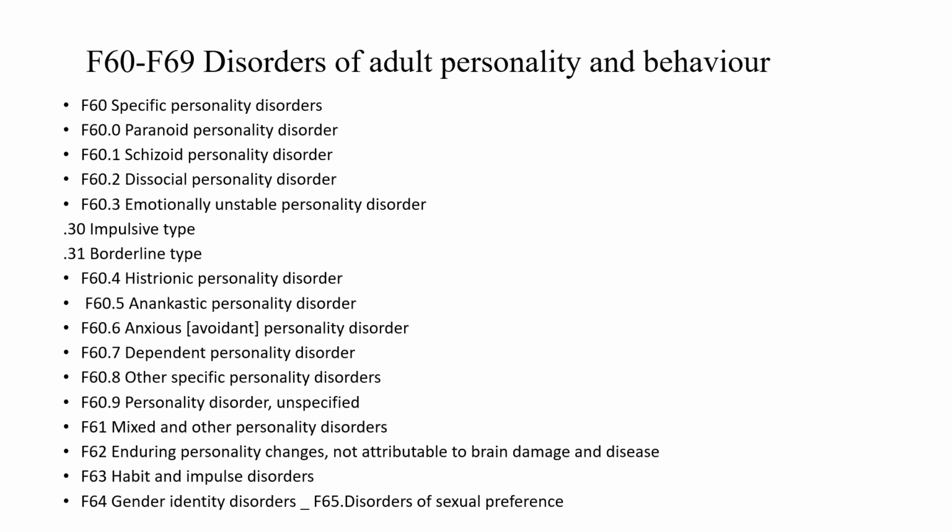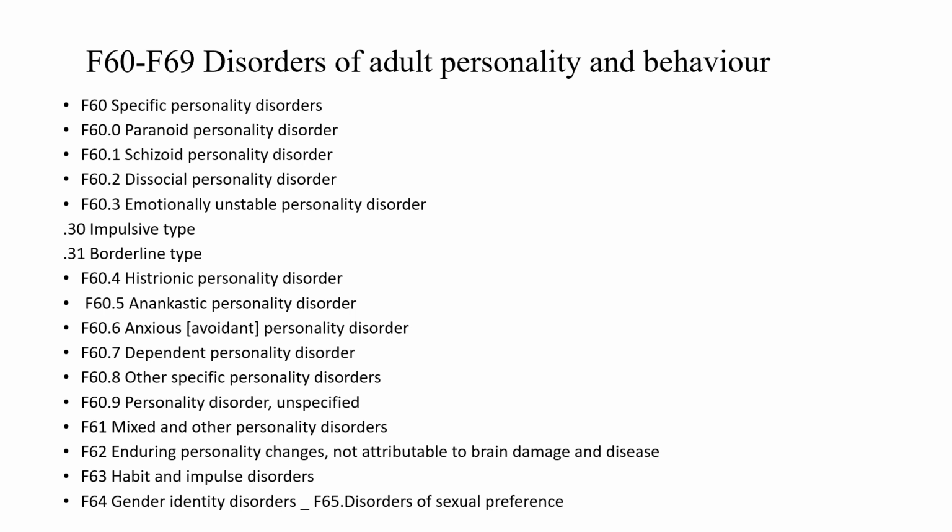The first that comes in it is paranoid personality disorder, then we have schizoid personality disorder, dissocial personality disorder, emotionally unstable personality disorder. After that comes the impulsive type. Now these patients will have this impulse. All their actions will be very impulsive.